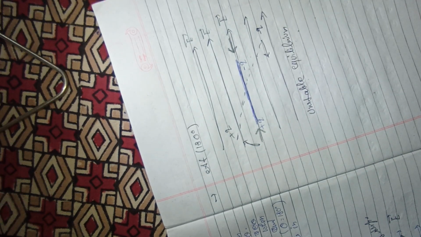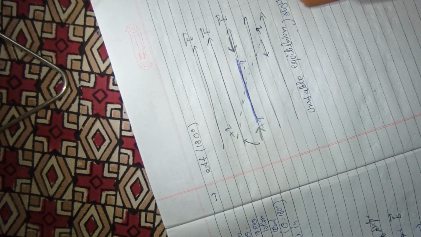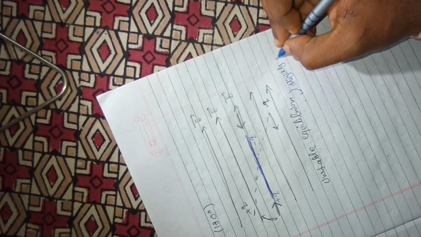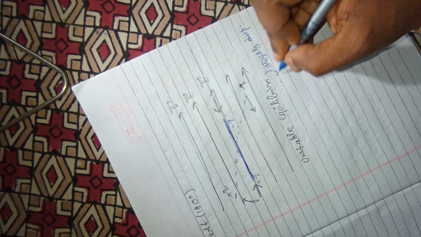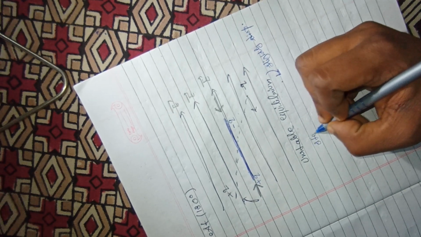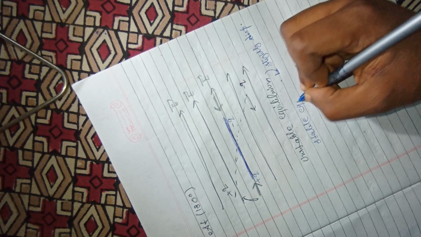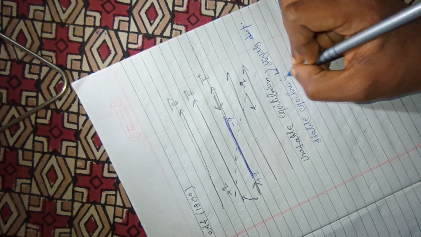And one more interesting thing: if we slightly displace this unstable equilibrium, then we can make it stable equilibrium, because the electric field always tries to align the dipole along its own direction. Pause the video to note it down.